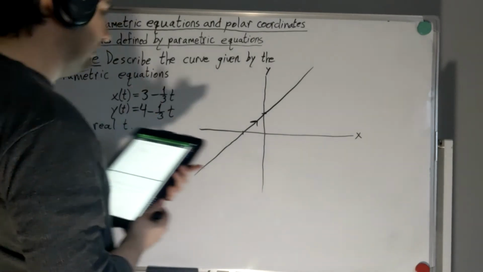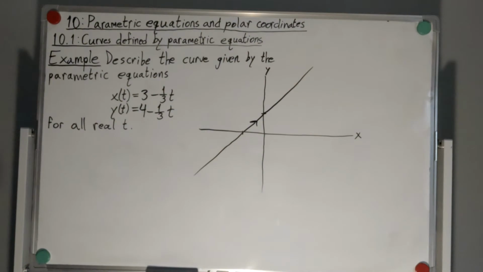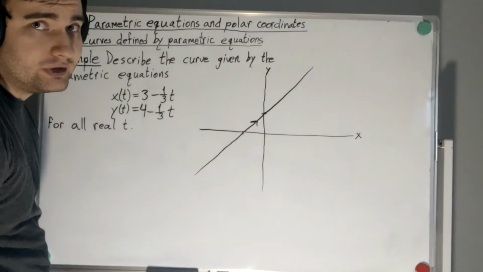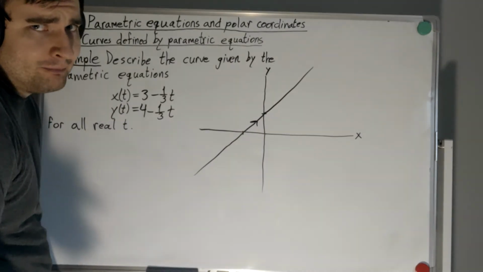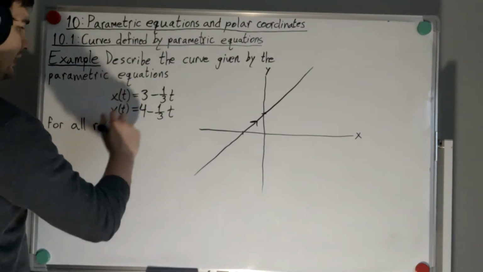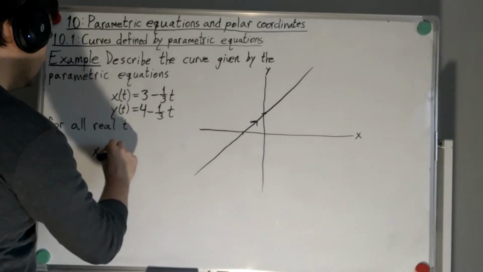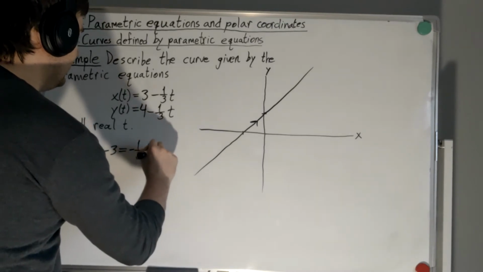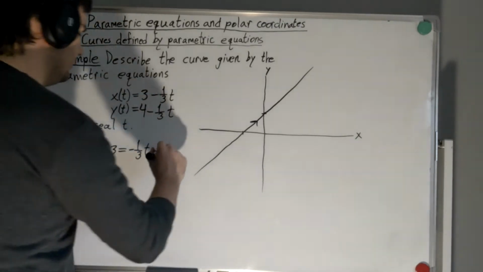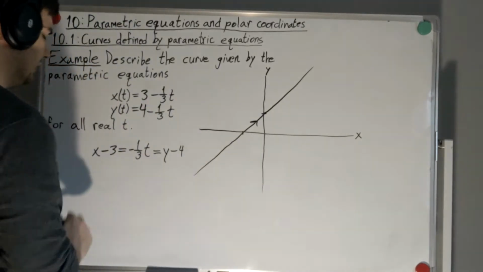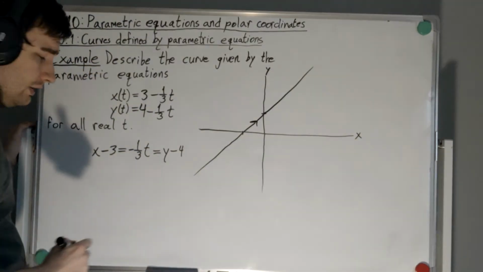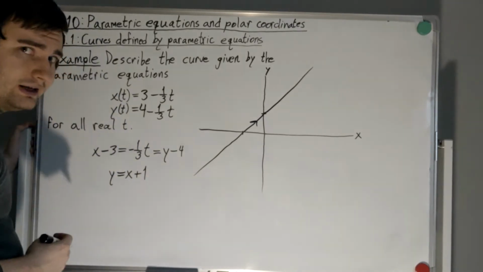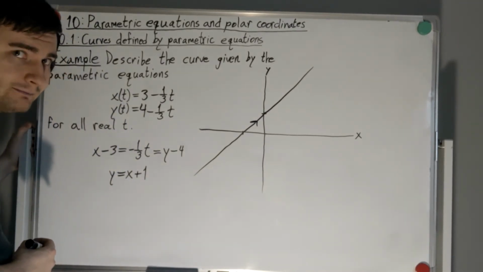Okay, you look at this for a second and then you realize if you want to relate x to y to get a Cartesian description, you just have to do pretty much the same thing as the last time. You just need to say that x minus 3 would be negative 1/3 t. And it so happens that negative 1/3 t is also y minus 4. So x minus 3 equals y minus 4, which means that y equals x plus 1, and this is the exact same line. Okay?